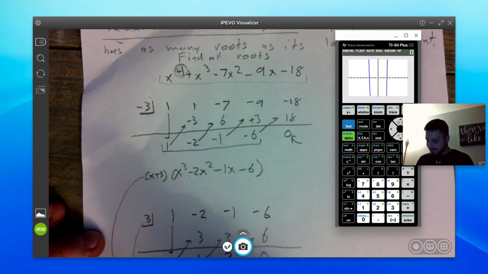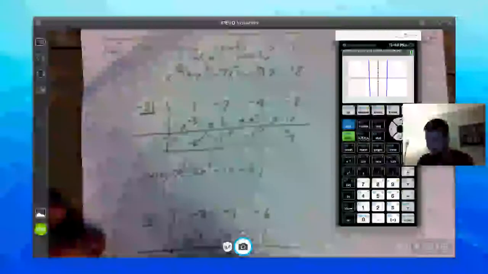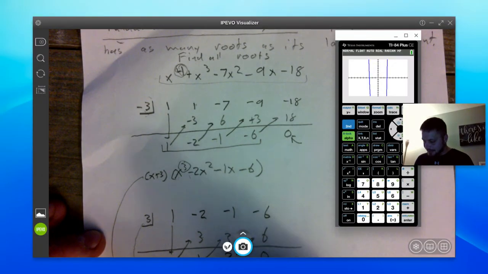And what I'm left with is, I was a cubic, so now I'm down to a quadratic, 1x squared plus 1x plus 2.